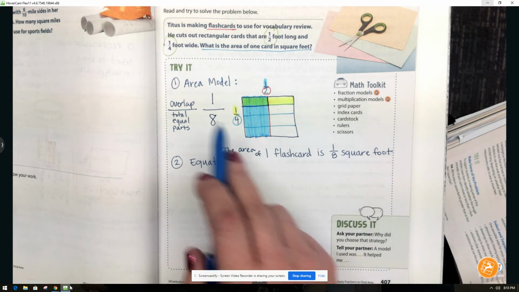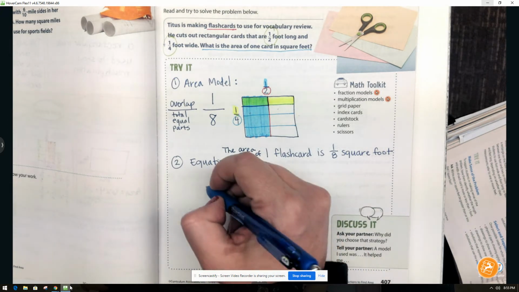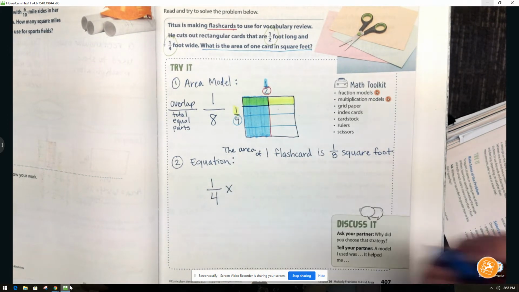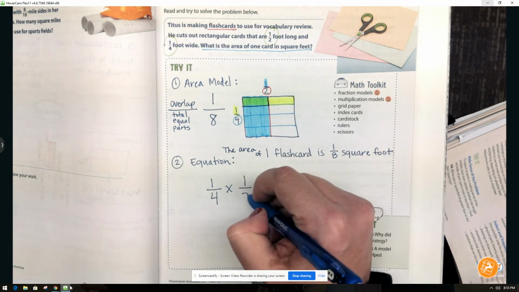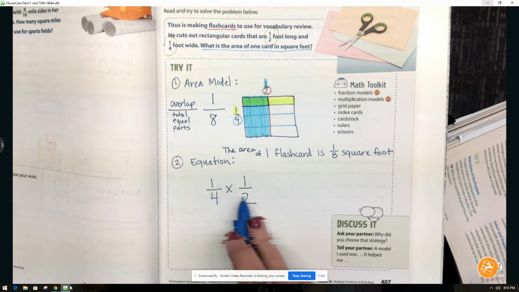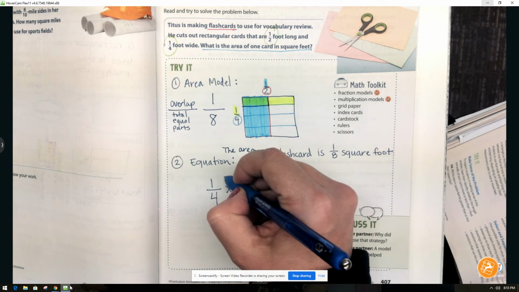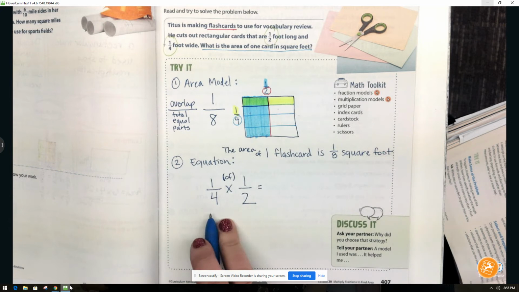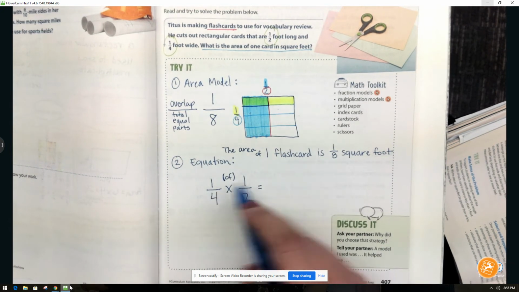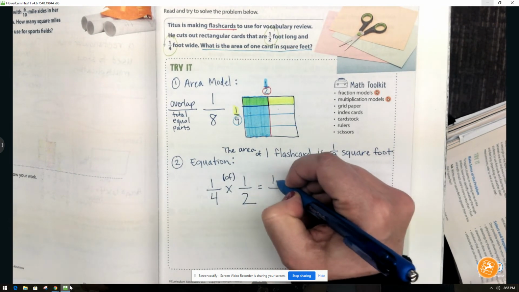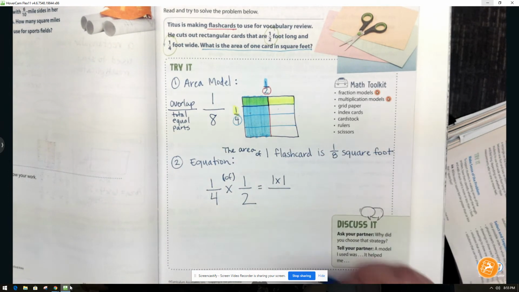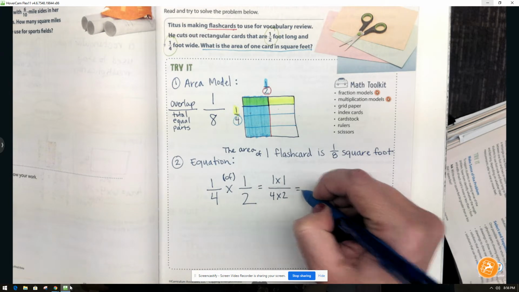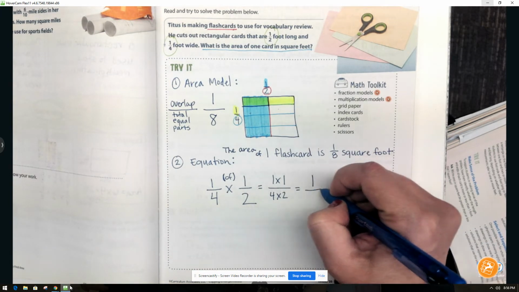What is the equation that we're using? We're saying, okay, what is 1/4 of 1/2? Or what is 1/4 times 1/2? I'm going to put of. I love using of. All right, what is 1/4 of 1/2? That's the same as multiplying 1 times 1, because those are our numerators, over 4 times 2, which is going to equal 1/8.